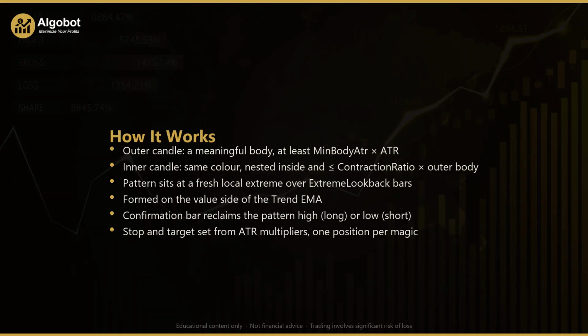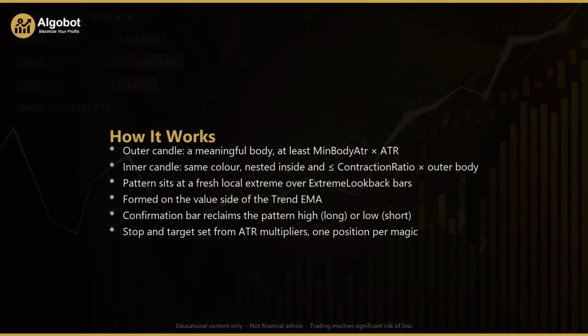The strategy then confirms location. The low of the pattern must be the lowest low over the extreme loopback window, which defaults to 12 bars, so the setup sits at a fresh local bottom. And the inner candle must have closed below the trend exponential moving average, whose period defaults to 50, marking it as a genuine dip on the value side. Finally, the confirmation bar must close back above the highest point of the pattern. That reclaim is the sign that buyers have stepped in, and the EA signals a buy.